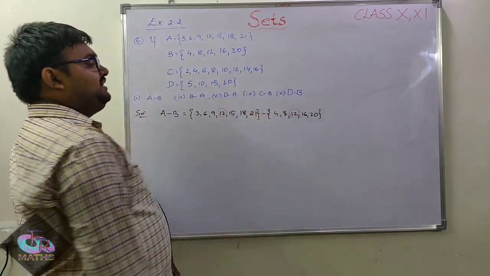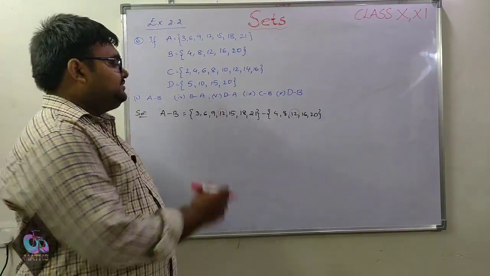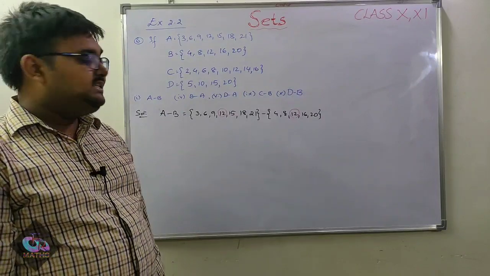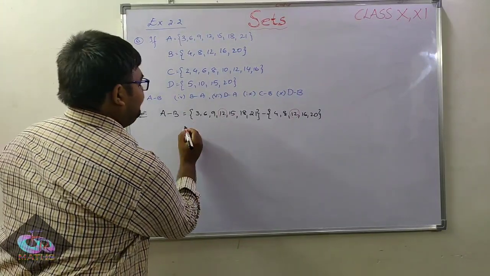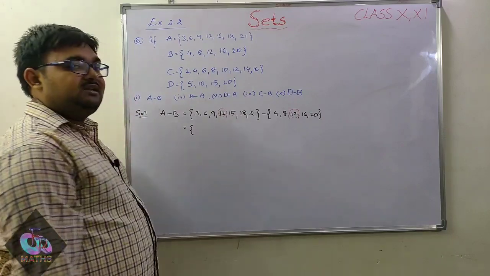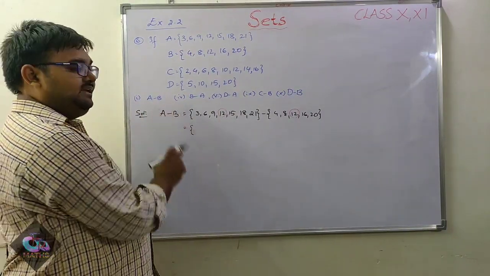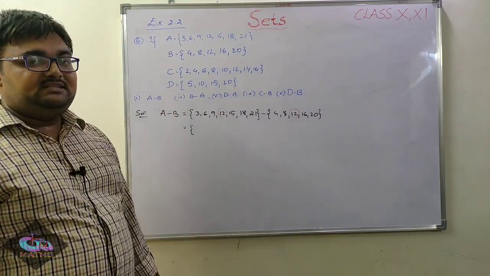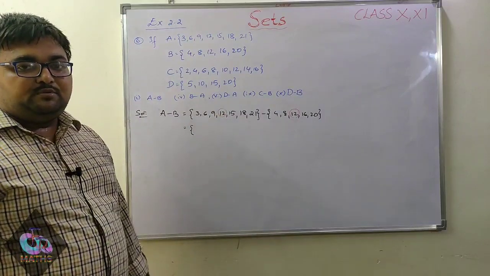Because the LCM of 3 and 4 is 12, multiples of 12 will be common. So here only 12 is there, so that we need to remove. This A minus B, as we have already discussed, means we should not consider set B. Only we need to consider set A, and that too the common element should be omitted.